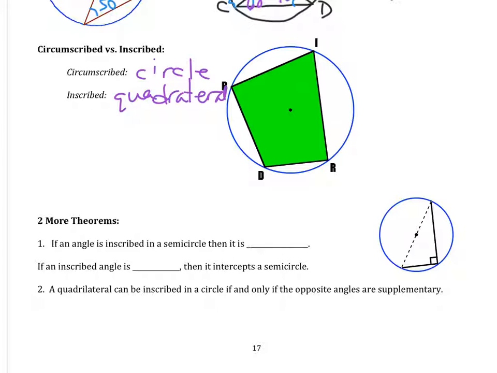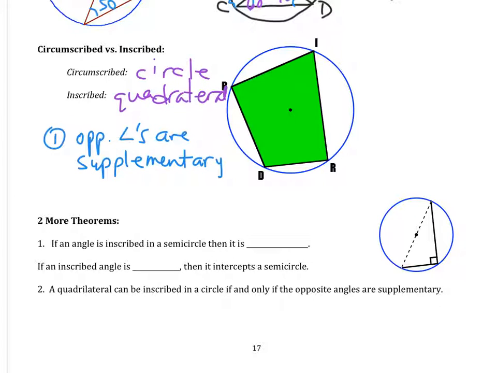All right, big concept here. There are two of them. Number one is that you should understand that opposite angles are supplementary. Okay, so what that means is that angle B plus angle R equal 180 degrees, and angle I plus angle D equal 180 degrees. Okay, here is why.